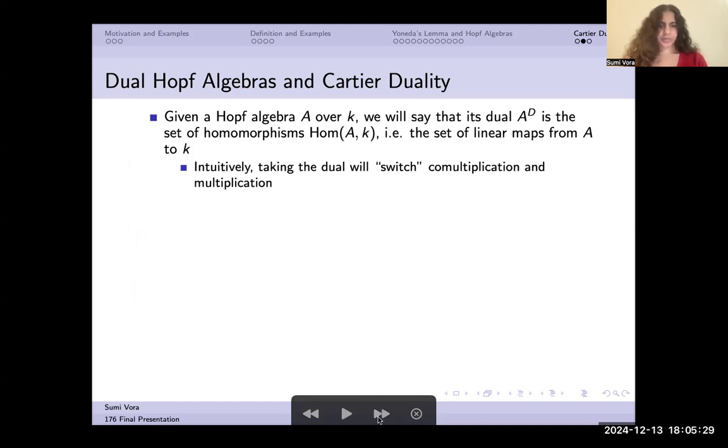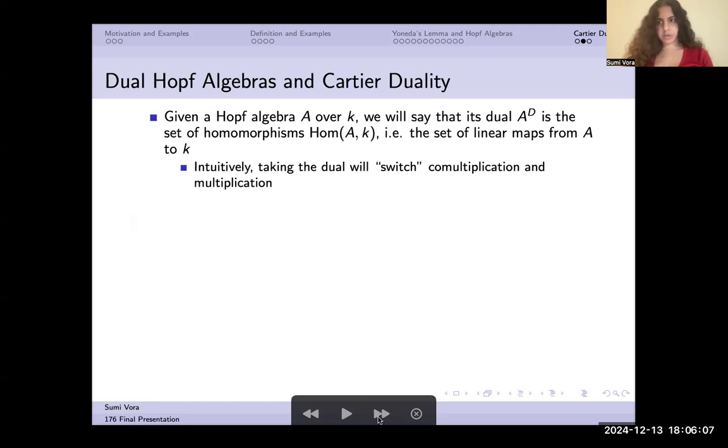And so what we'll do is we'll say that we have a Hopf algebra A over K. And then we want to say that its dual is a set of homomorphisms from A to K. So the set of linear maps that are sending A to a constant in K. And intuitively, taking the dual will switch co-multiplication and multiplication because, say, for example, you multiply two polynomials in A, and you want to think about taking two homomorphisms that map A to K and co-multiplying them to get back to the two polynomials that you originally multiplied, right?